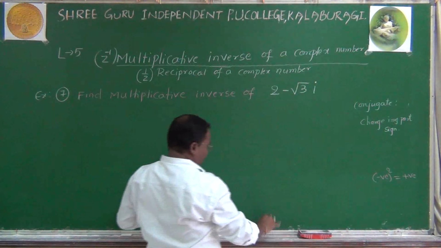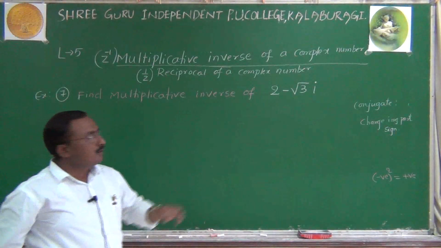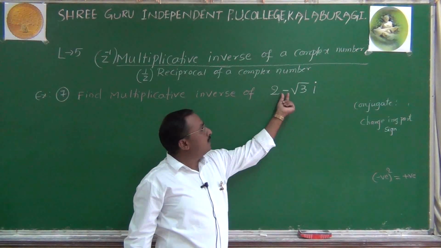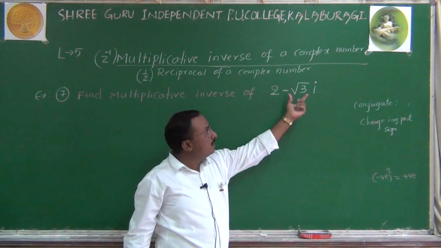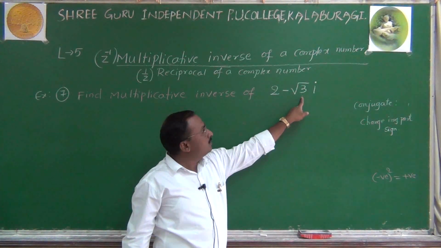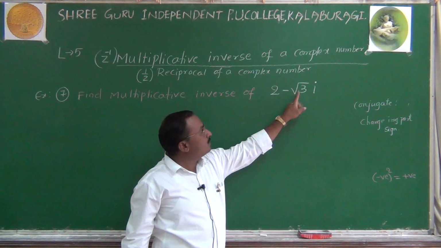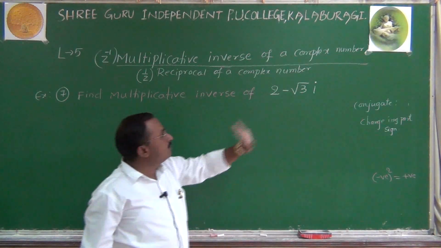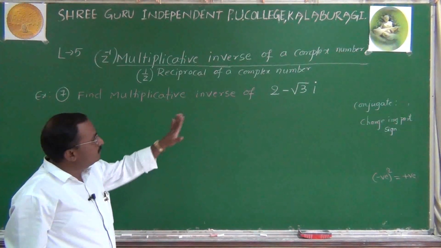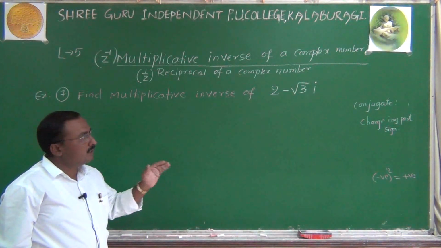2 minus root 3 i. Here z bar is what? 2 minus becomes plus root 3 i. Write its modulus whole square: square root of 2 square plus root 3 square. Square and root get cancelled. 4 plus 3, that is the value. This is the homework. Try and work on it.